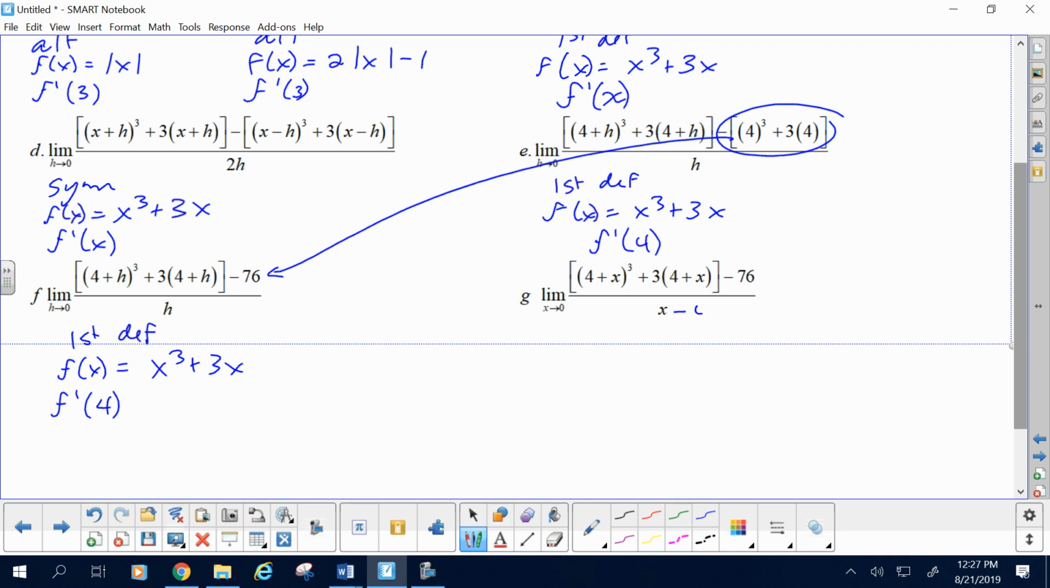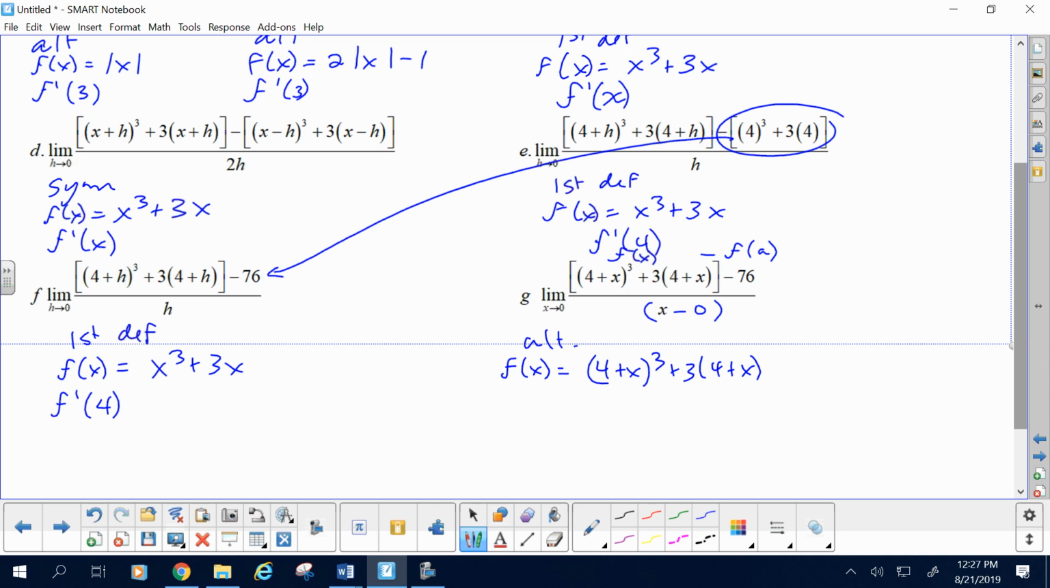Could it also be an alternate? I'm going to go with alternate, although you're right, you could argue the first definition. What's the function? So this is where it gets funky. If it's alternate, then this is where it really helps to know the definition. Isn't the definition f of x minus f of a? So what's the function? All of that. 4 plus x cubed plus 3 times 4 plus x. That's a bit of a gotcha.